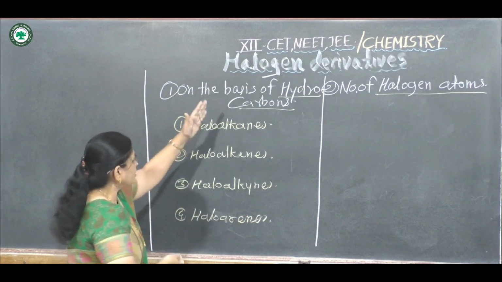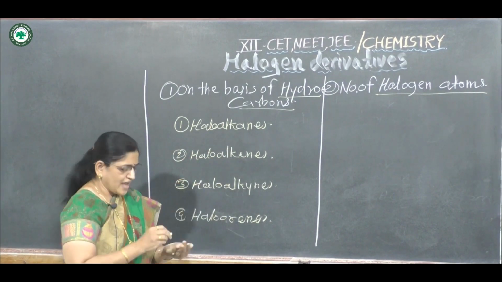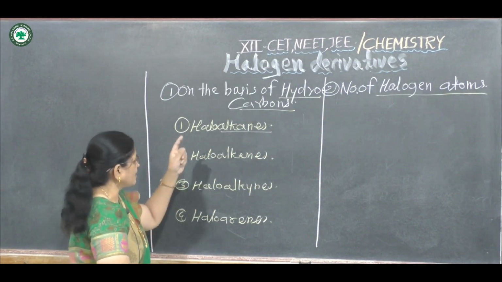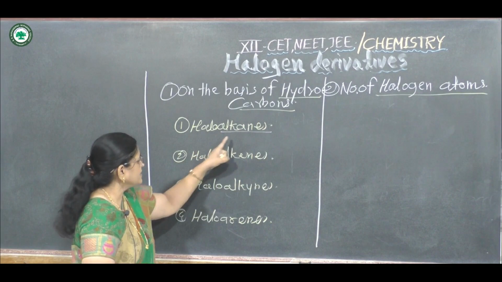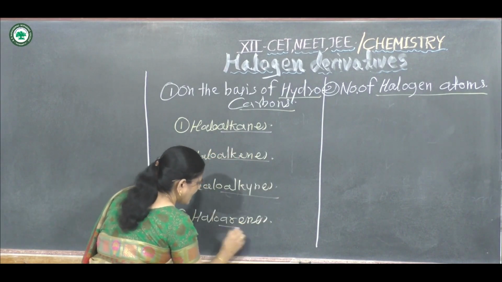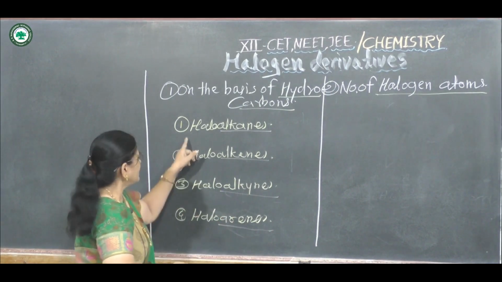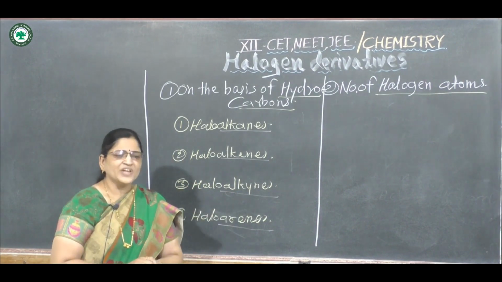These are classified on the basis of hydrocarbons, mainly as haloalkanes. Hydrocarbons are of four types: alkanes, alkenes, alkynes, and arenes. Then halogen derivatives are also classified as haloalkanes, haloalkenes, haloalkynes, and haloarenes.